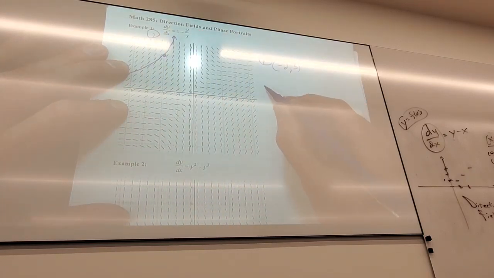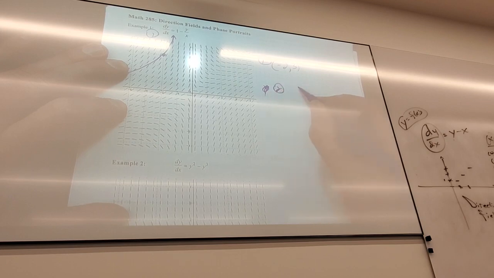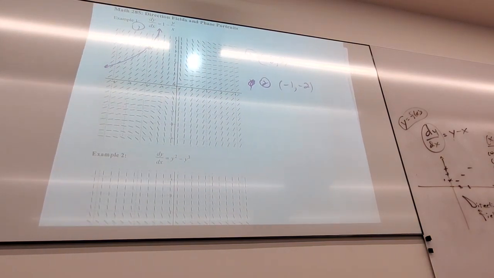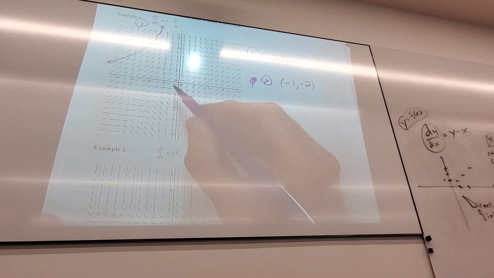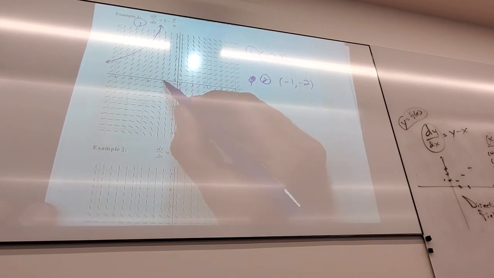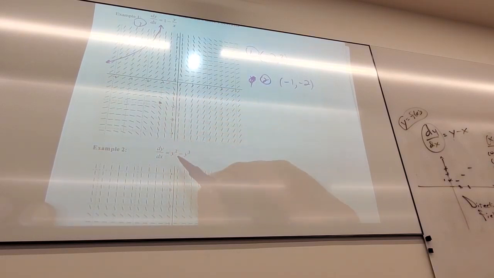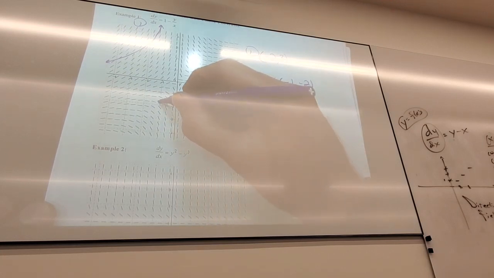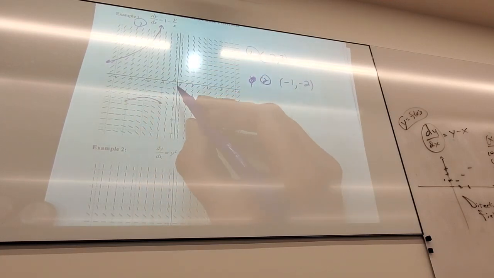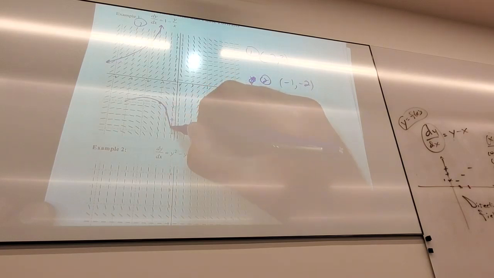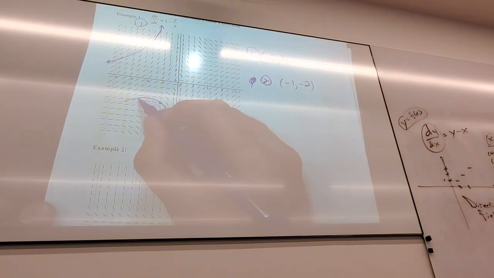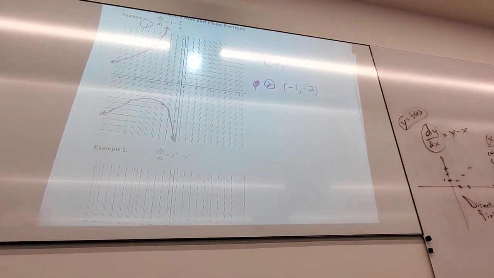What if instead the initial condition was, what do you got, Jeff? Let's say -1, -2. So like right here. That would look like, oh, that's really freaky. I think I did this correctly. Yeah. Roughly. It looks something like that. I'm trying to follow the arrows.